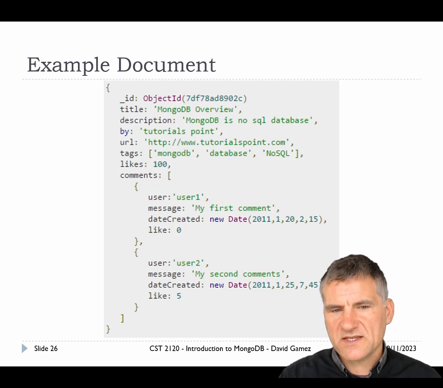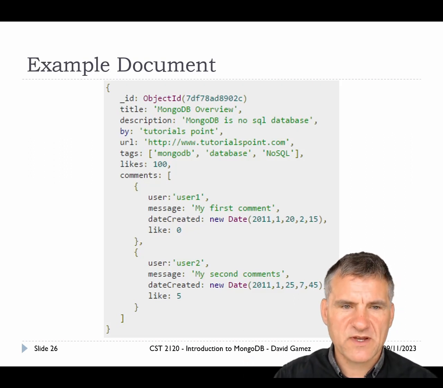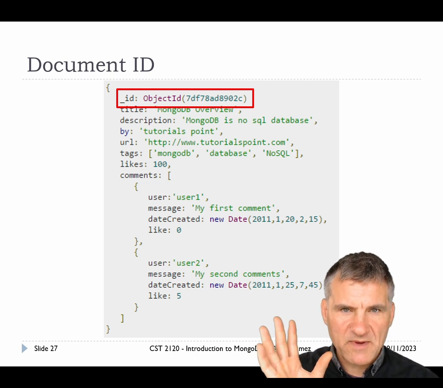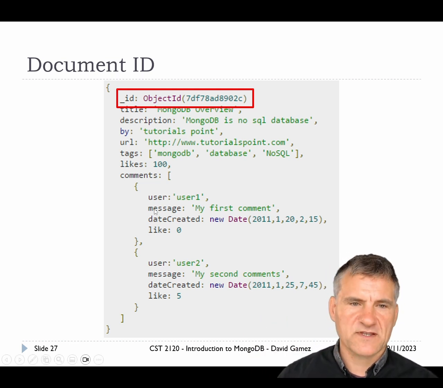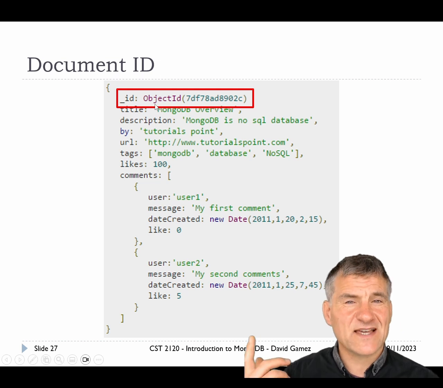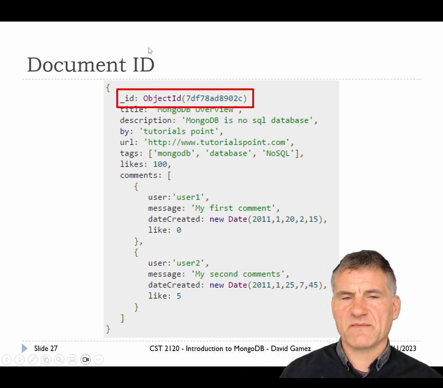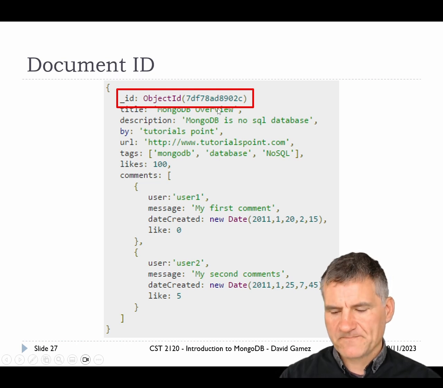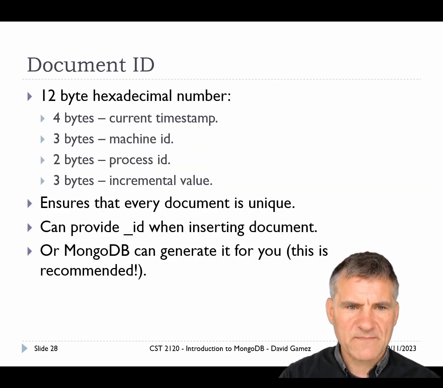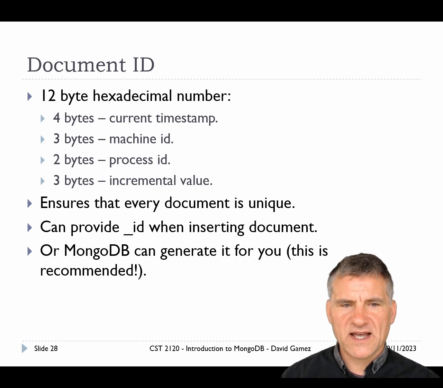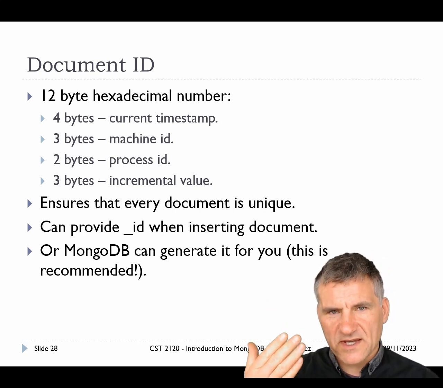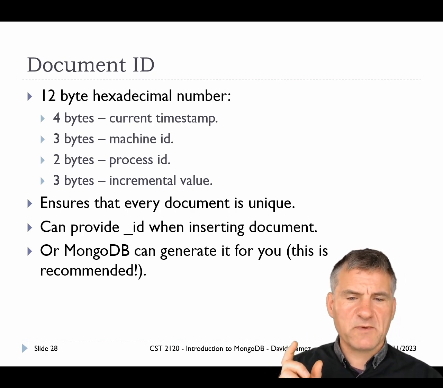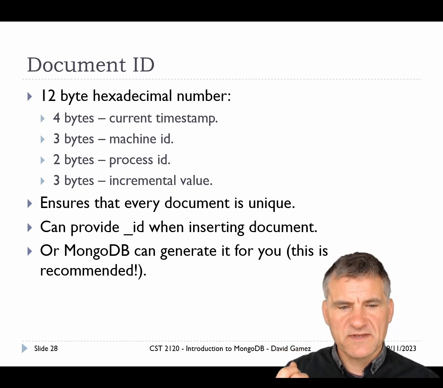This is a very typical MongoDB document. The unique thing about MongoDB documents is they always have this ID field, underscore ID. You have to handle that in very specific ways when you write program code, as I'll show you. We have a unique ID associated with each document. This ID is a 12-byte hexadecimal number, and each of the bytes has a certain meaning associated with it to make sure that every document's unique.